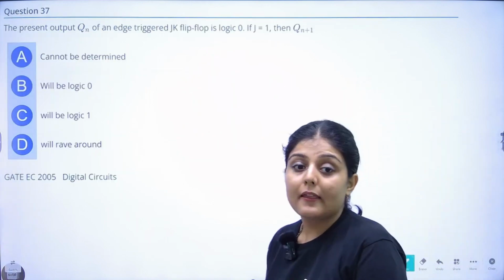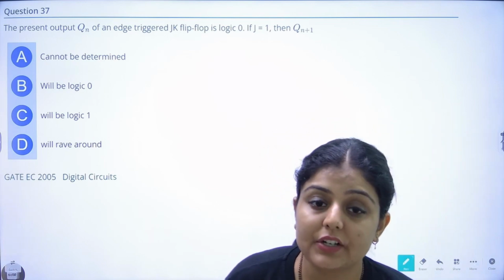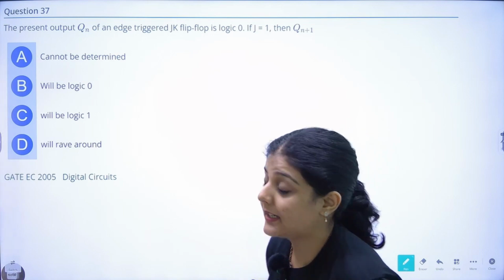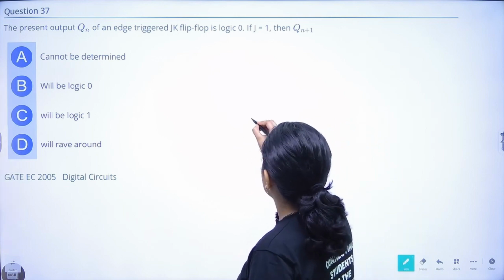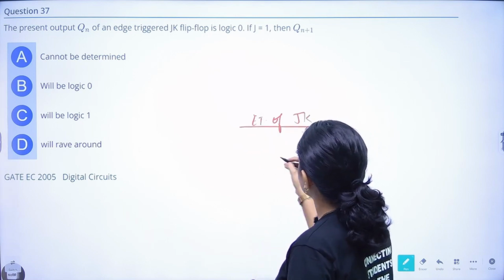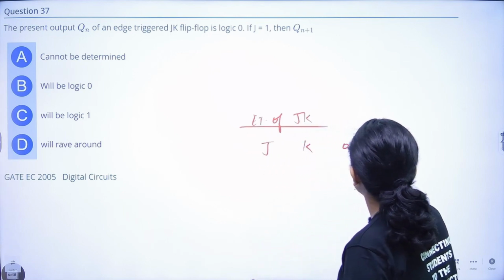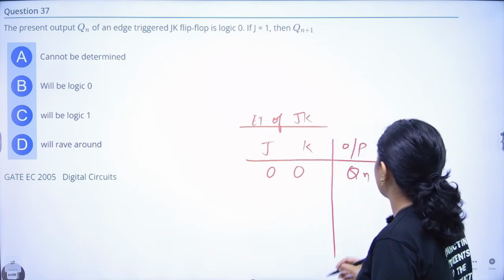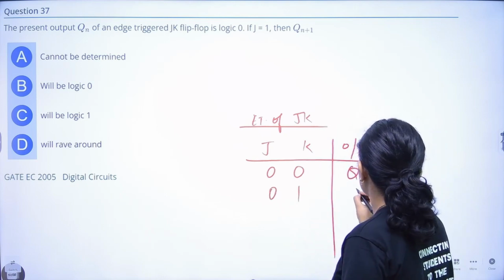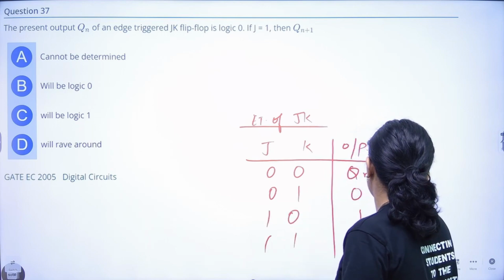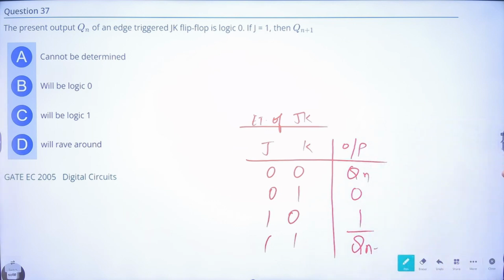Next question. The present output Qn of an edge-triggered JK flip-flop is logic 0. If J is equal to 1, then Qn plus 1, the next state, they are asking. So let's just write the excitation table of JK. Again, I'm drawing it. JK 0 0 Qn, 0 1 0, 1 0 1, 1 1 Qn bar. Next state. Right, so this is what the excitation table of JK flip-flop looks like.